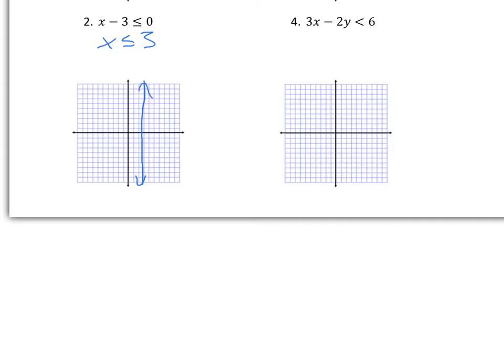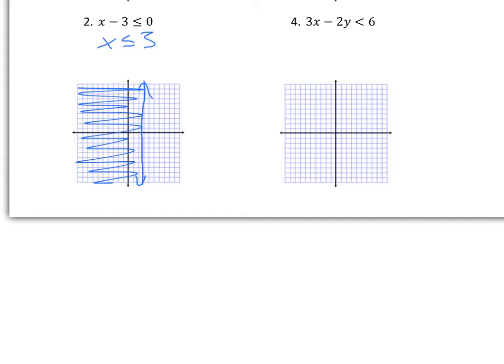Now, for these, when you have vertical lines, there's no such thing as above the line. Okay, so you're working with left to right at that point. Okay, so if it's greater than, you shade to the right. If it's less than, shade to the left. Also, just think about it, right? Everything to the left of that is less than 3. Everything to the right of that is greater than 3, so I'm going to shade less than.